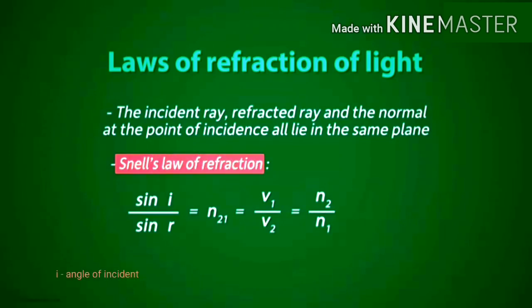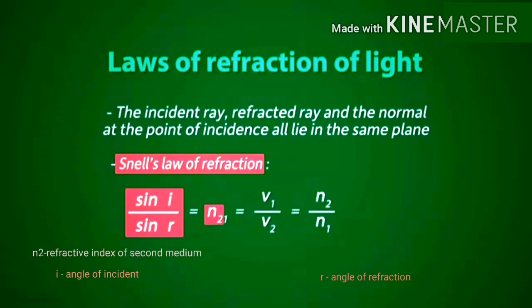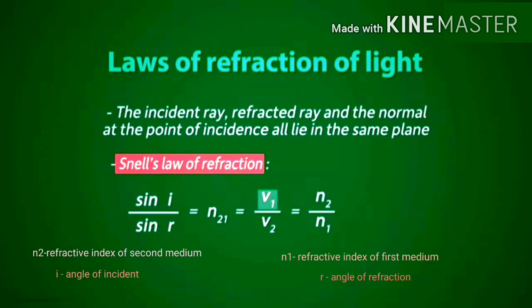Snell's law tells us that this ratio is constant and is equal to the refractive index of medium 2 with respect to medium 1. It is also equal to the ratio of the speed of light in medium 1 to the speed of light in medium 2. And that is the same as the ratio of the absolute refractive index of medium 2 to the absolute refractive index of medium 1.